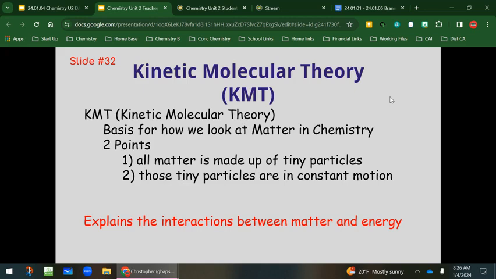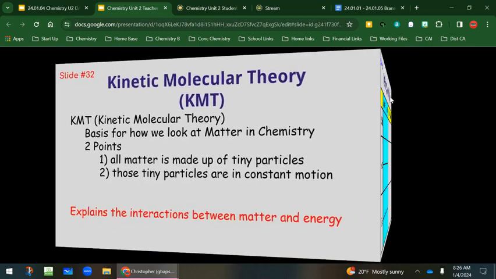Okay? Something has to be the same though. The kinetic energy has to be the same. The mass has to be the same, or the velocity has to be the same for us to make these comparisons. Okay? Something has to be the same.